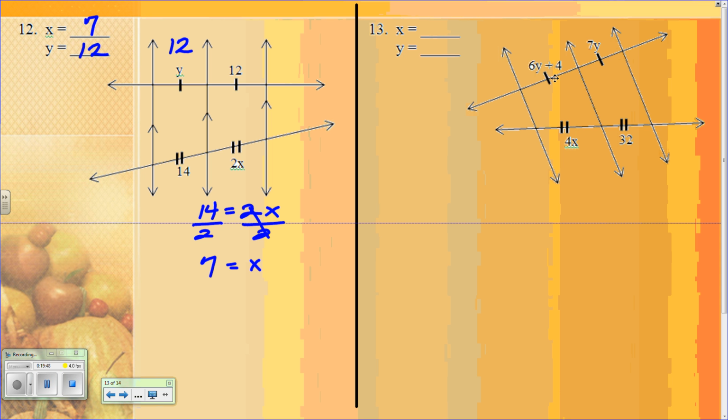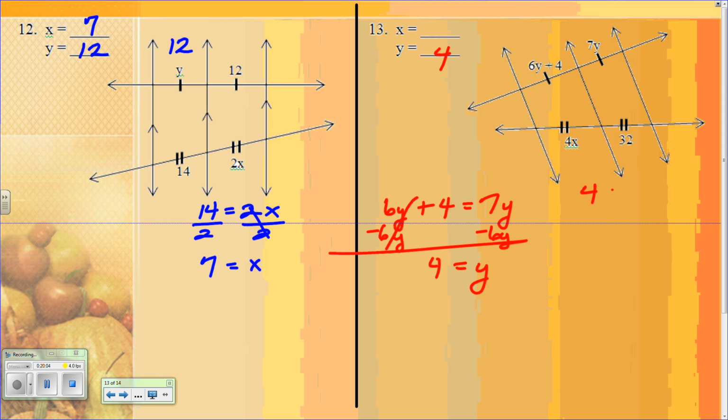Same thing over here. These two are equal to each other. So 6y plus 4 is equal to 7y. Subtract 6y from both sides. And I found out that y is 4. These two are equal, so 4x is equal to 32, so divide both sides by 4, x is 8. And that's how easy it is.